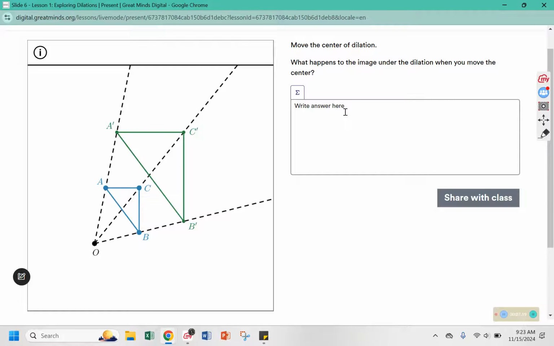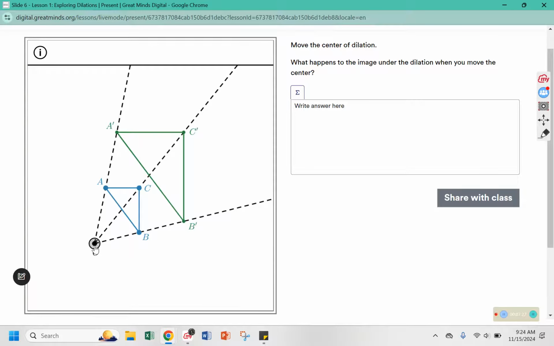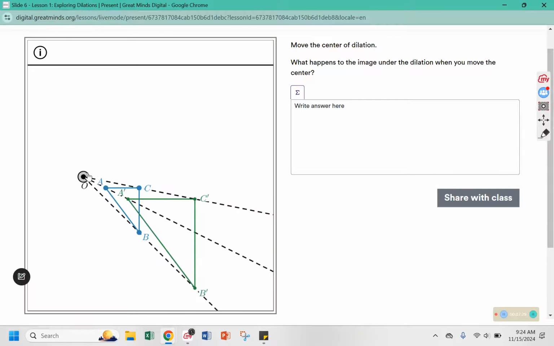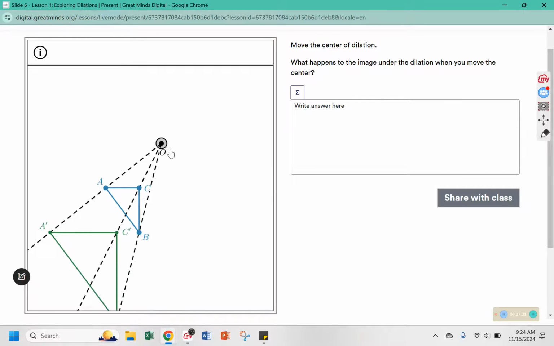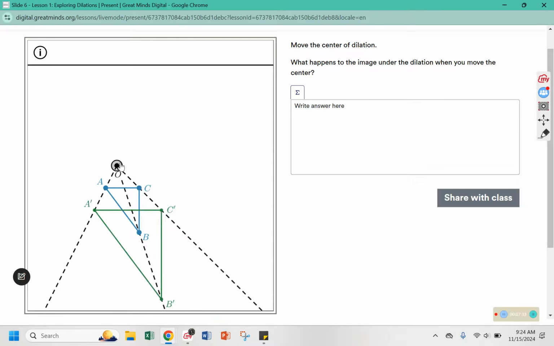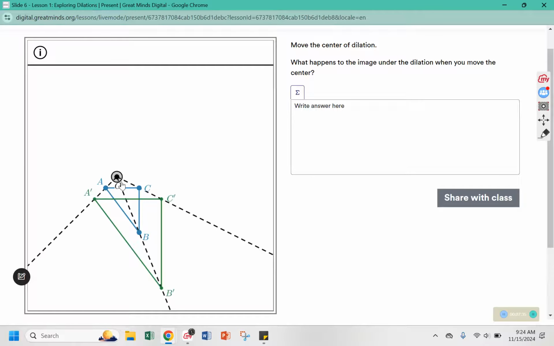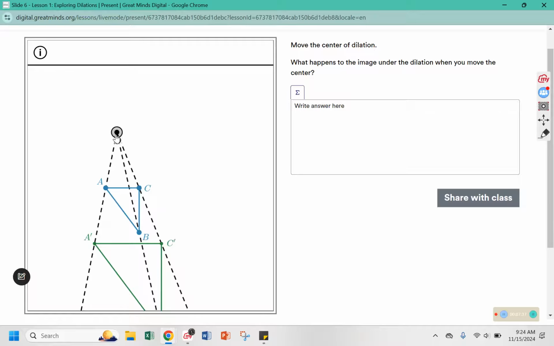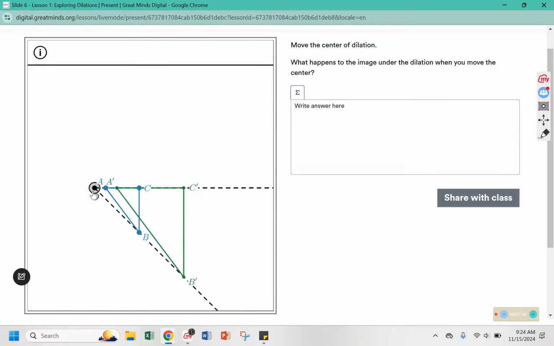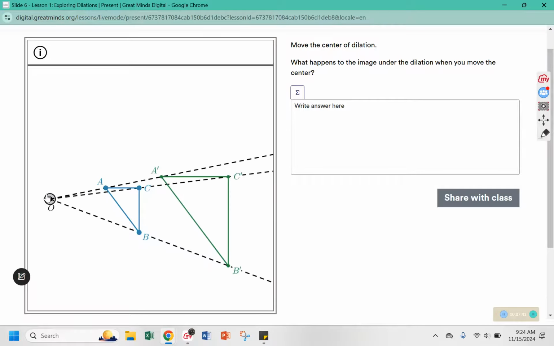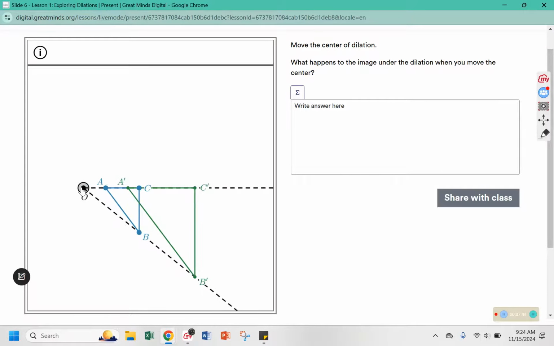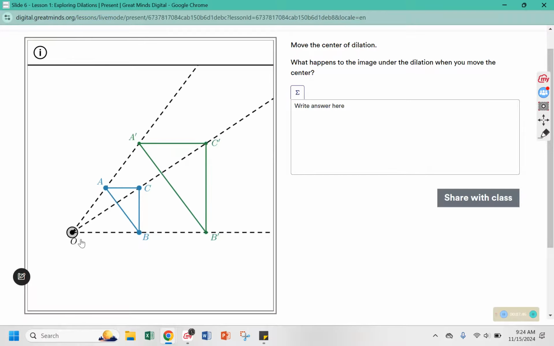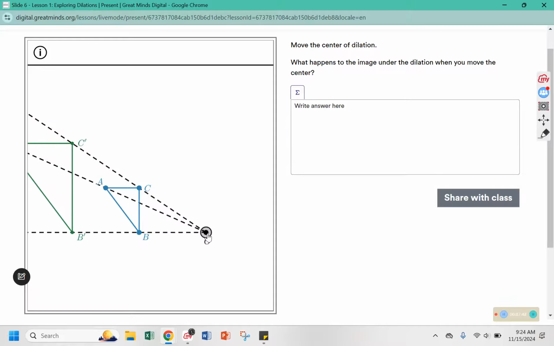All right, it says move the center of dilation. The center of dilation is this point O here. What happens to the image under the dilation when you move the center? Well, it relocates that triangle. What happens if I make it closer or farther? Does the size change? No, the size of that green triangle stays the same, but the location moves.